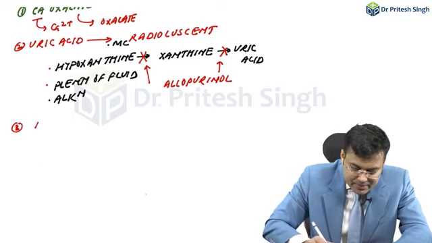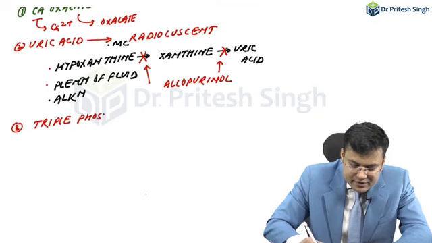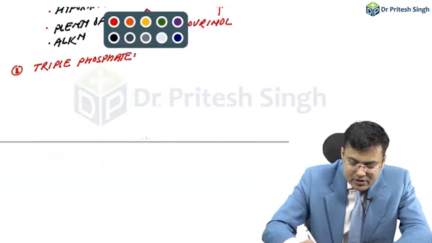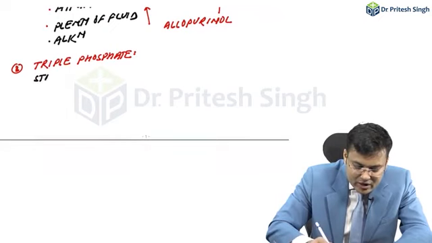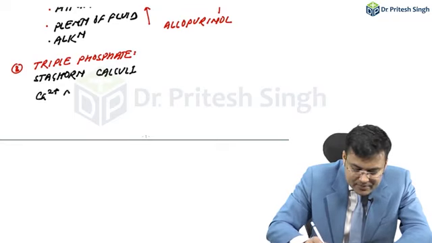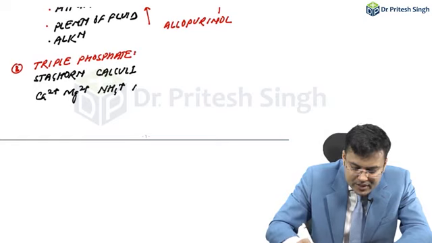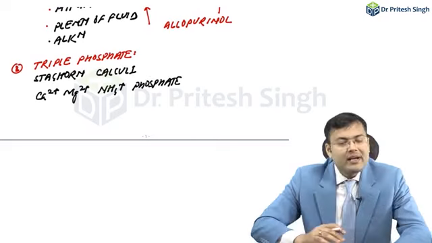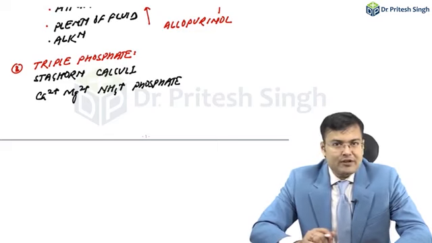Third stone is triple phosphate stone. What's the other name of this triple phosphate stone? It's also known as Staghorn calculi. What is the other name? It's calcium, magnesium, ammonium phosphate. So the other name is calcium, magnesium, ammonium phosphate.